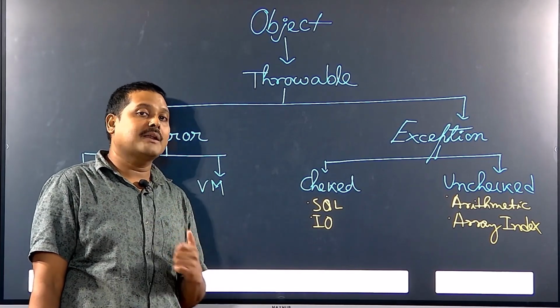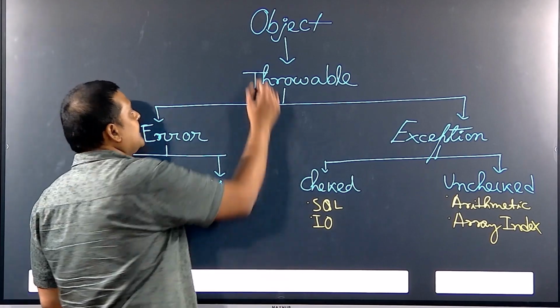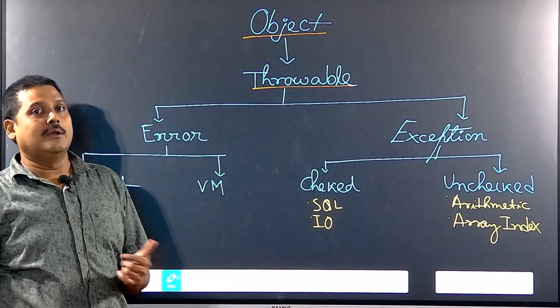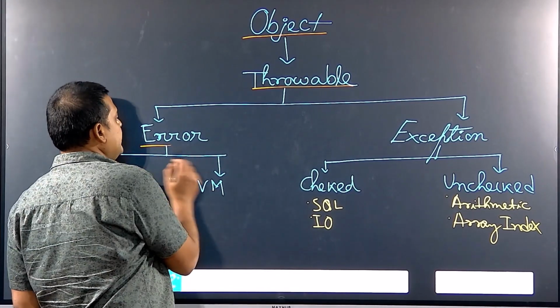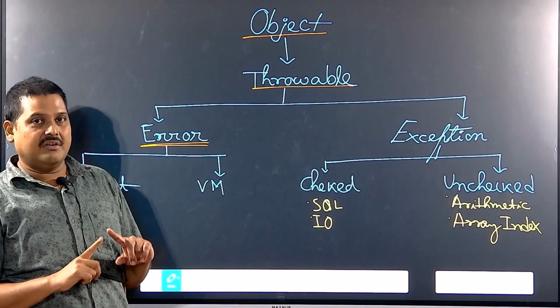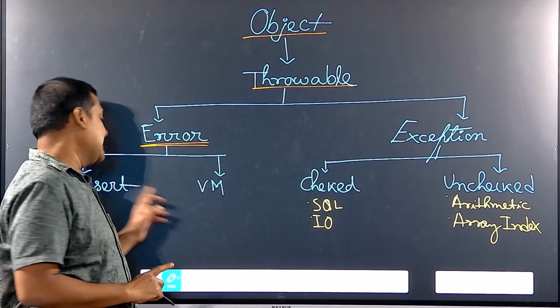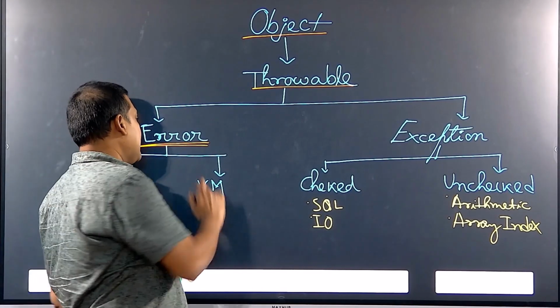Object is the superclass of all classes in Java. Under Object there is a subclass called Throwable. Throwable is another class, and there are two different classes under Throwable. One is Error. Errors are different things, like AssertionError and VirtualMachineError. But nowadays assert is also used as a keyword, so I will not go into that.